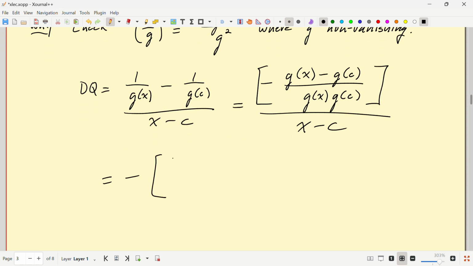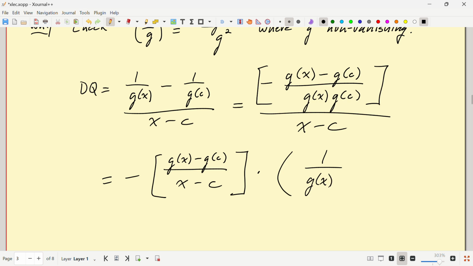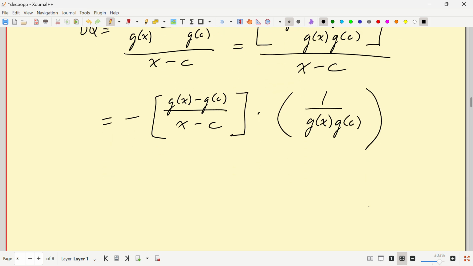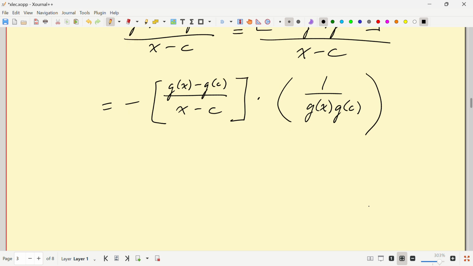Minus the difference quotient for g times 1 over g of x times g of c. Well, in freshman calculus, this is where you said, aha, this is obvious now. But something we dwelled on in the past is we need to know that if g of c is not 0, then there's a neighborhood where g is bounded away from 0. So in freshman calculus, you kind of slid this under the rug.